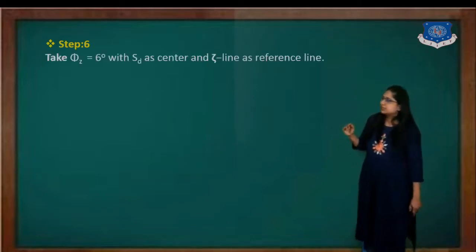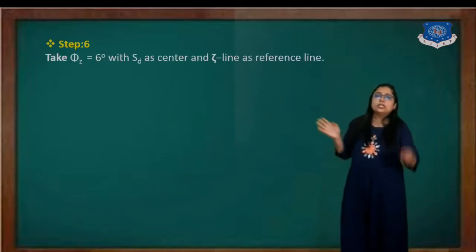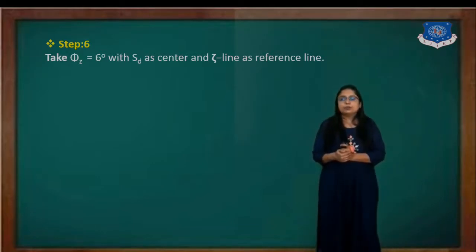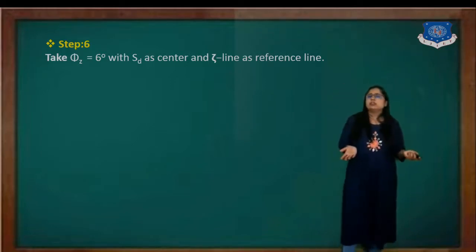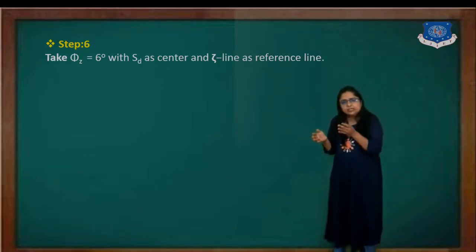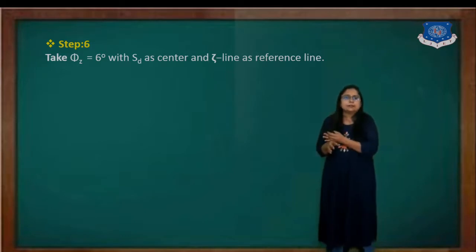Now step number 6. We have to draw the angle for the Z, and that is less than 10 degree, if you remember what we have discussed. So here less than 10 means you can take any of 5, 4, 3, 2. Here I am just taking 6. That is alright. You can take any angle, but it should be less than 10 degree.